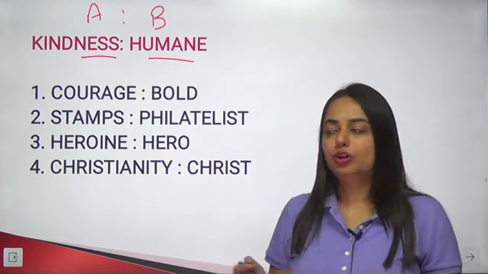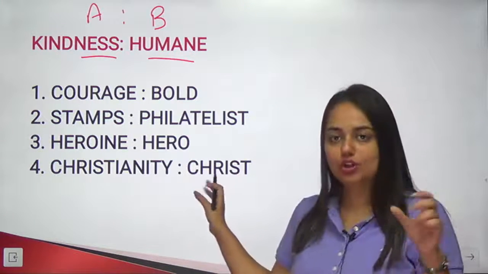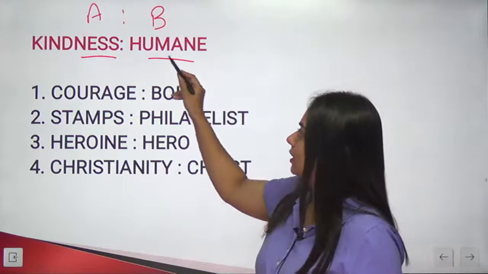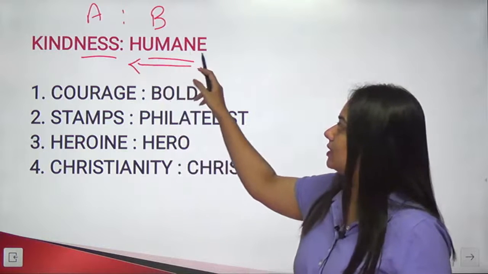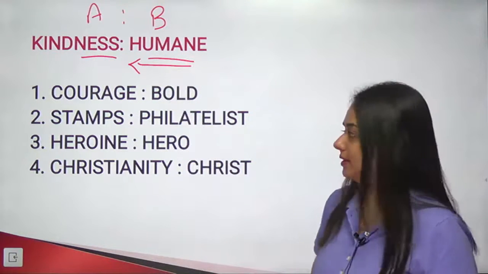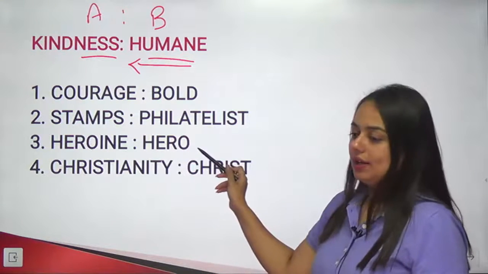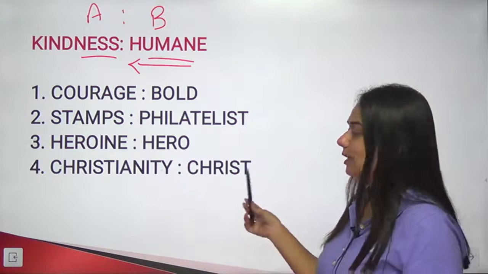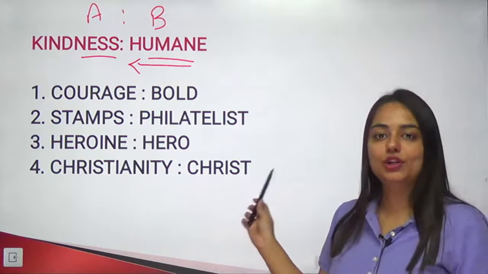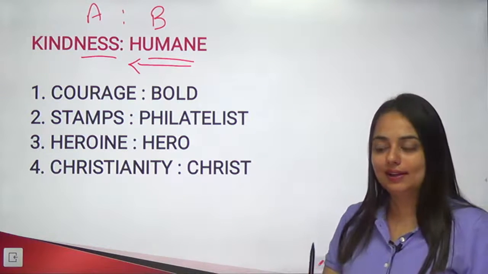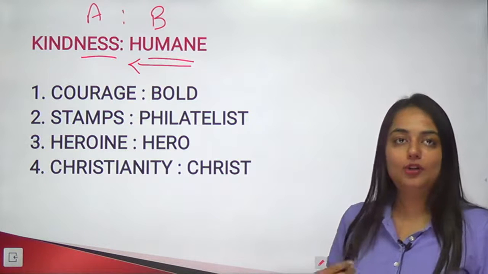Similarly, try to put all the pairs in the same structure, and the order is this one. This person, humane, will always have kindness. Courage and bold, stamps and philatelist, heroine and hero, Christianity and Christ. Let's see who's going to answer this one, and that too correctly. Come on, drop in your answers, everyone.